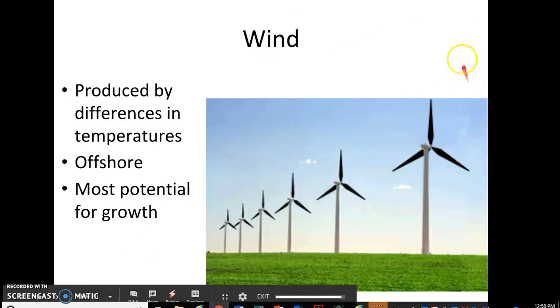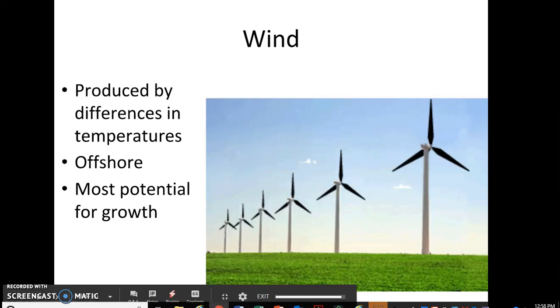Now, one thing that I actually see a big future in for renewable energy is wind power. Now, wind power can be produced in a lot of places, and it has the most potential for growth. Really what you need for wind is about a constant speed of about 15 miles per hour. When you really break it down to what wind is, it's produced by differences in temperature.